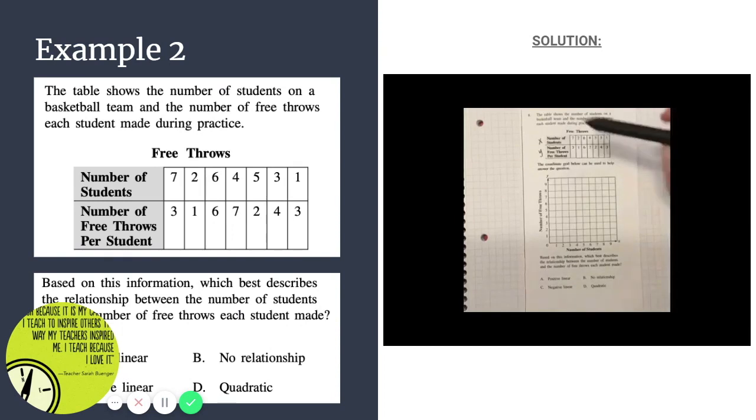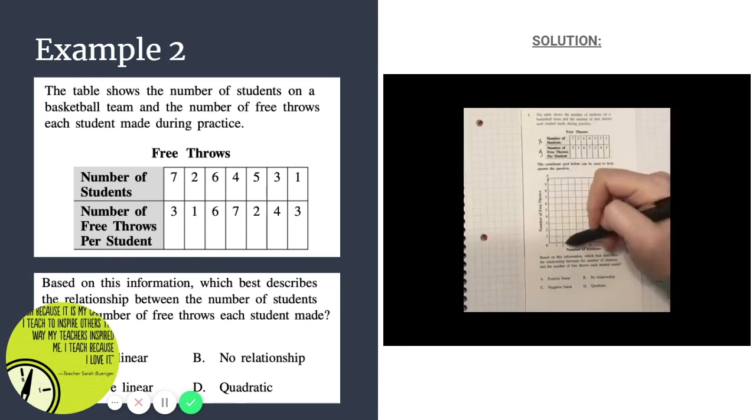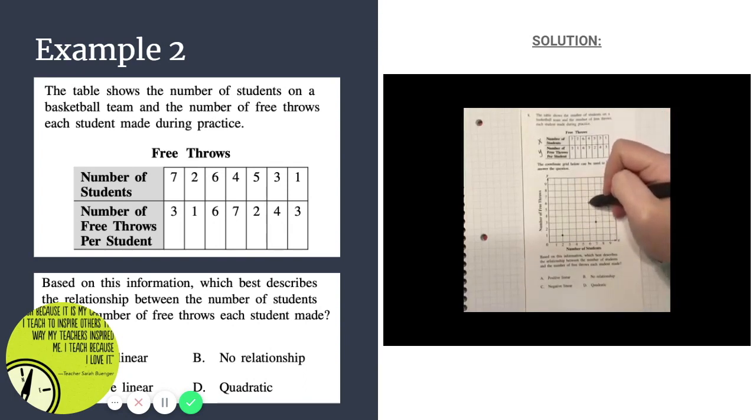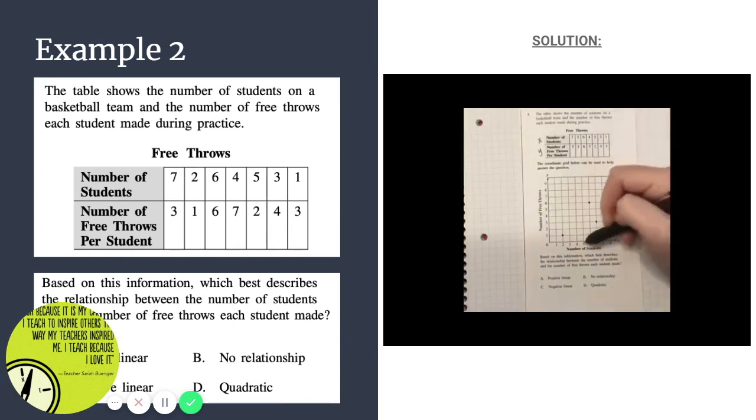So starting to plot here, if there are 7 students, they had 3 free throws each, so 7 goes up with 3. 2 students had 1 free throw. 6 students with 6 free throws. 4 went with 7.